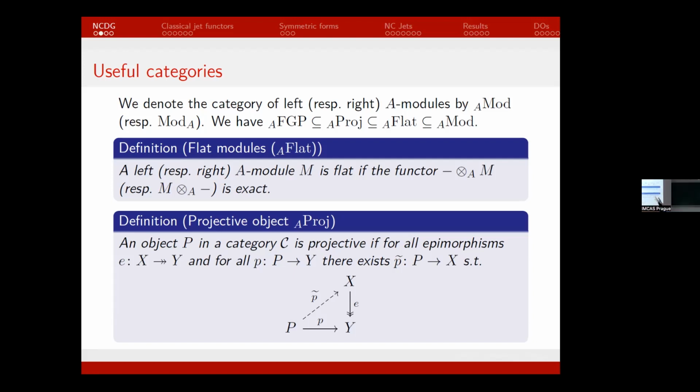Now let's go to the properties. By flatness, I mean the algebraic flatness, which means that the corresponding functor given by tensoring is exact. So this functor is normally just right exact, but we ask also for it to be left exact.